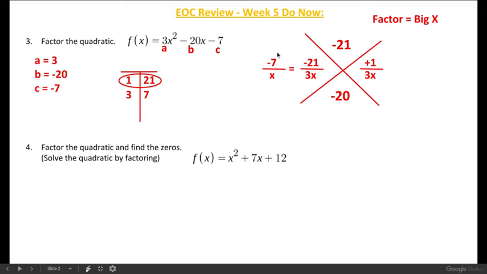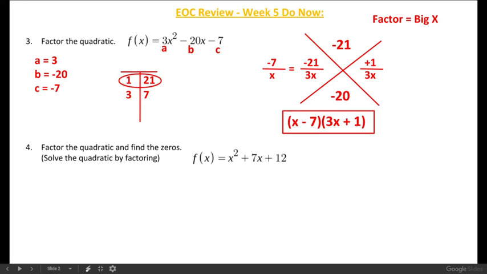So the way that we write it is our first factor is going to be one of our fractions. You always start with the denominator first. So x, and then the numerator is negative 7, and you write that in parentheses. So x minus 7. And then on the other side, that's going to be our other answer. You start with the denominator first, 3x, and then the numerator is plus 1. And you put that in parentheses, and we are finished. We have completely factored the quadratic.